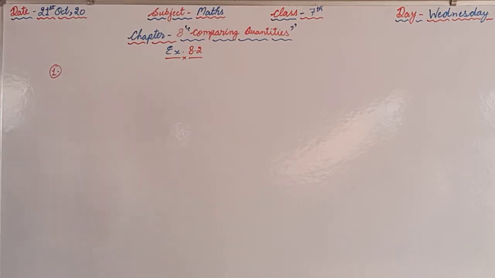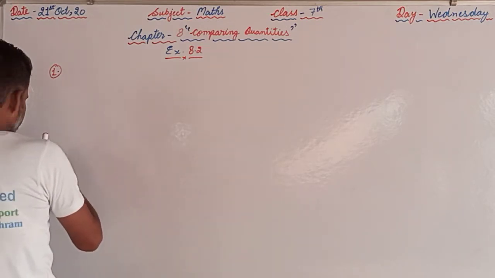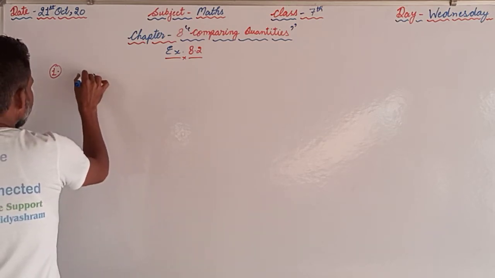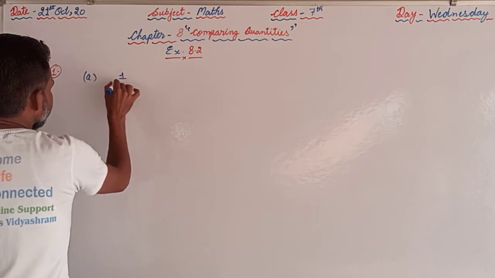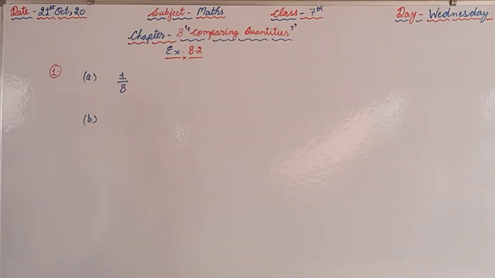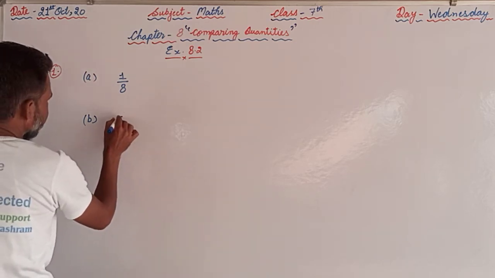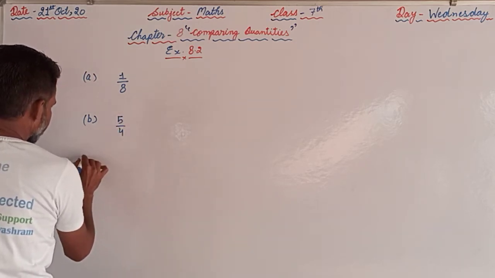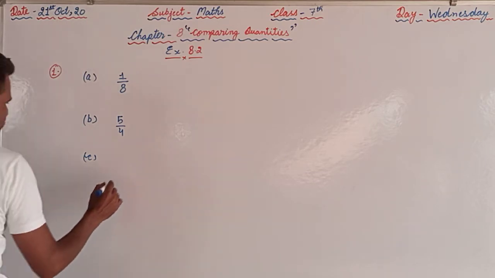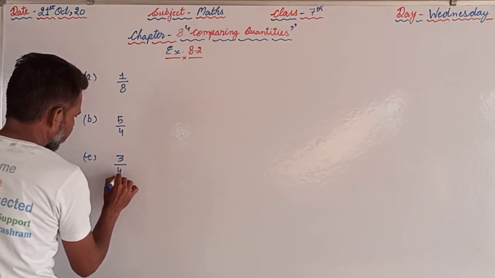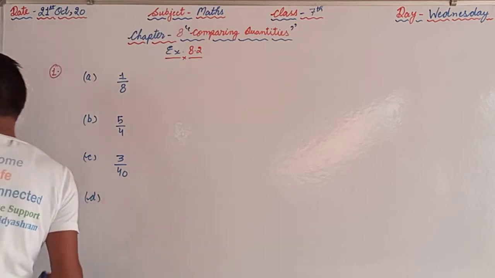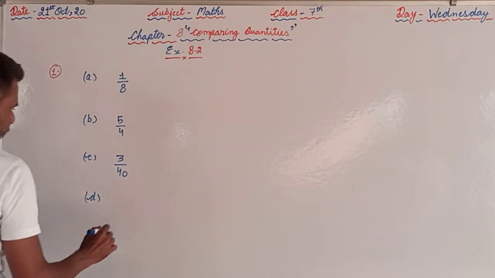So we are supposed to convert the given fraction into percent. First one is 1 upon 8, and B part is 5 upon 4, and C part is 3 upon 40, and D part is 2 upon 7.